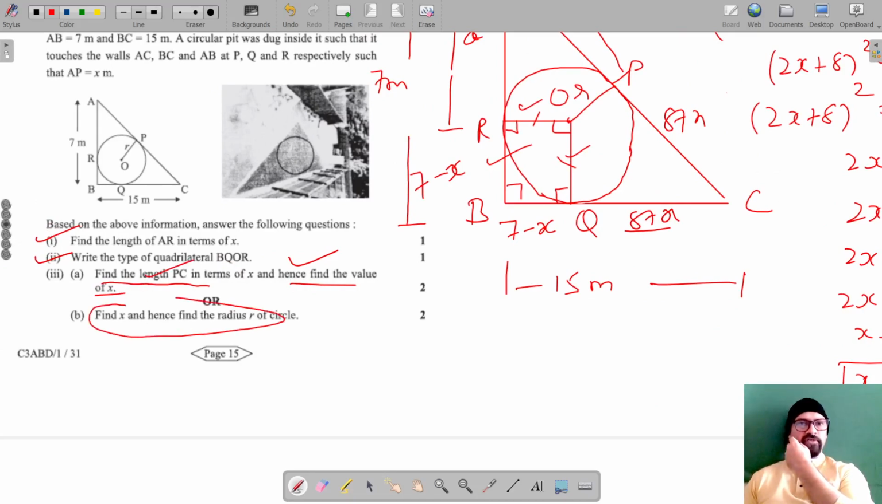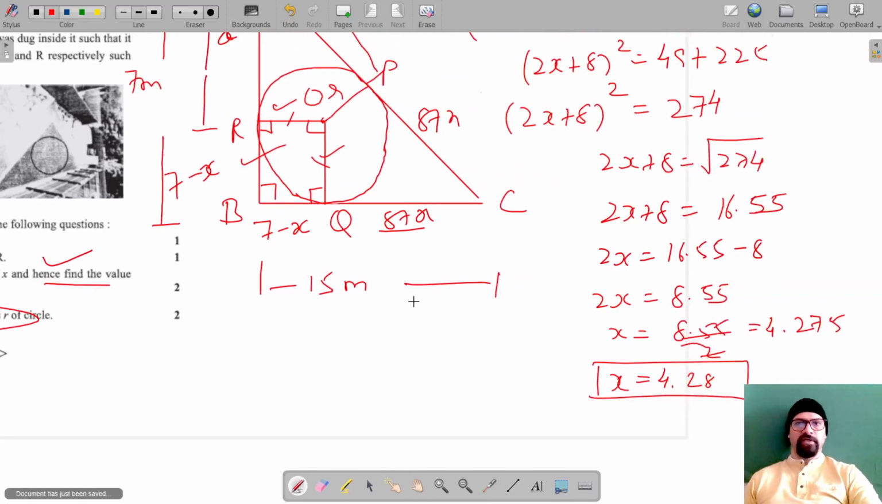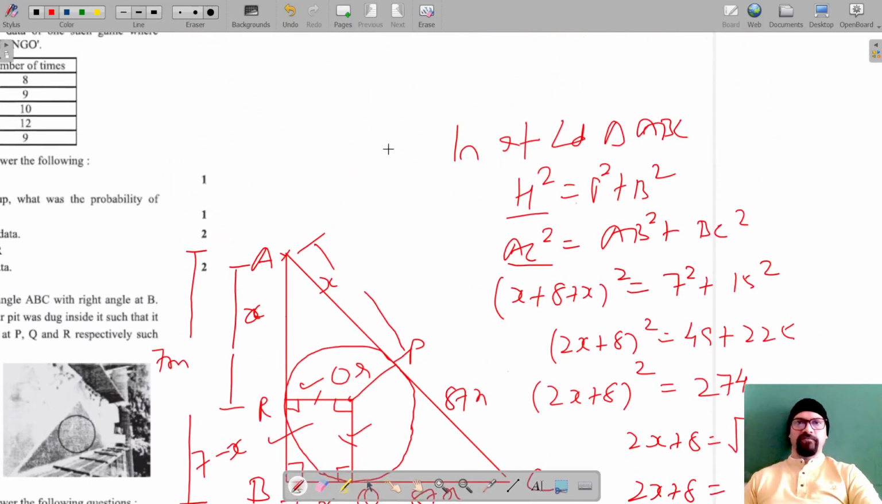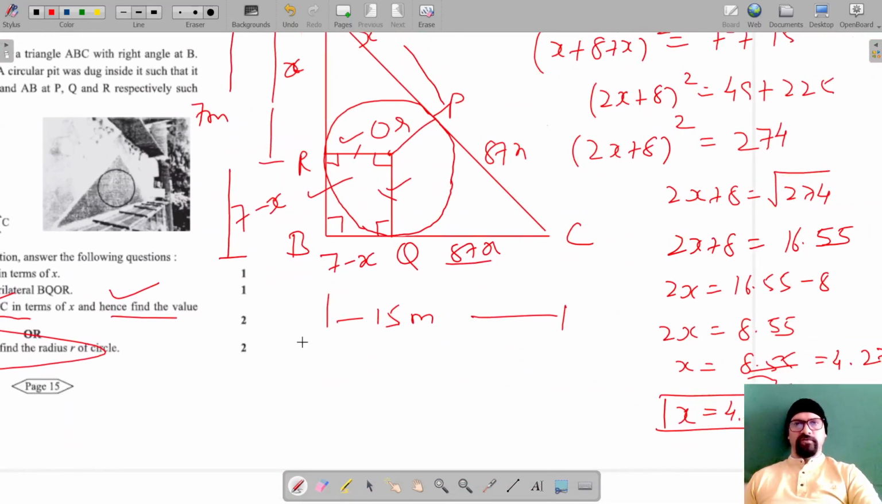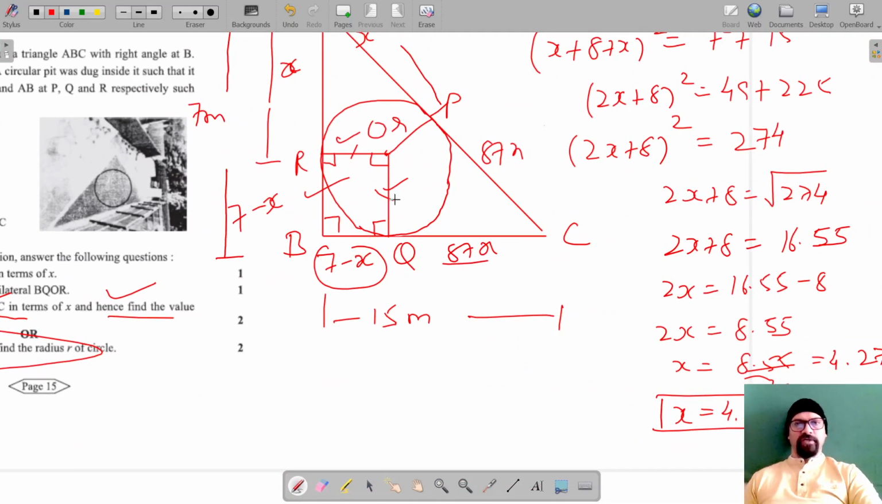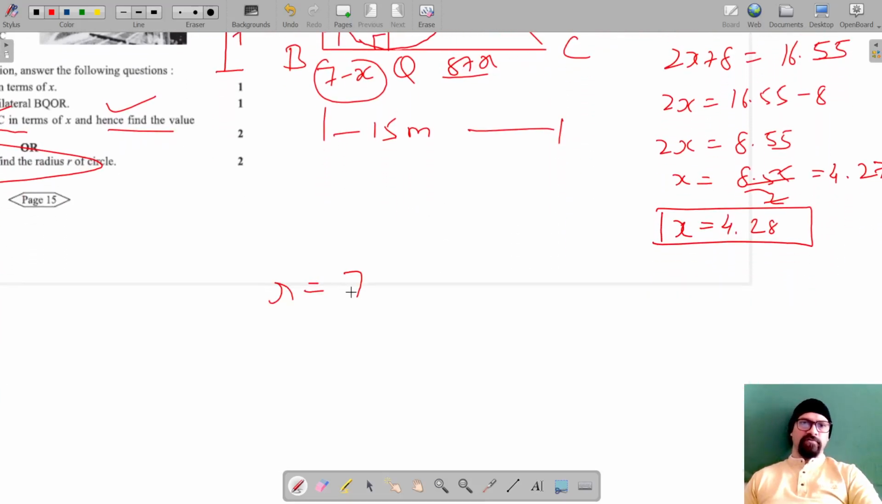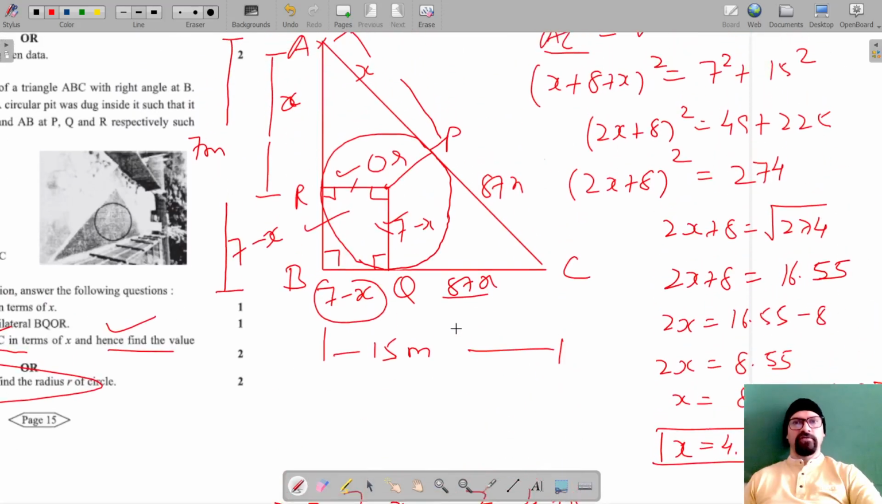So we have got the value of X, and then we have to find the value of the radius of the circle. So the radius is equal to 7 minus X, because BQ and these are all the same sides of the square. So R is equal to 7 minus X, and 7 minus 4.28 should give us the radius of the circle. So 7 minus 4.28 is 2.72. This is 2.72 meters approximately, the radius of the circle.